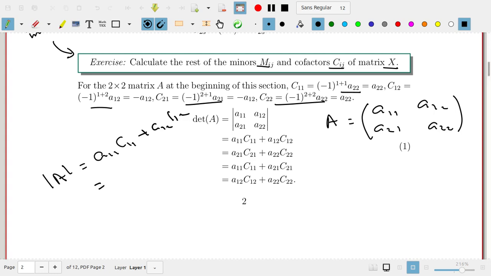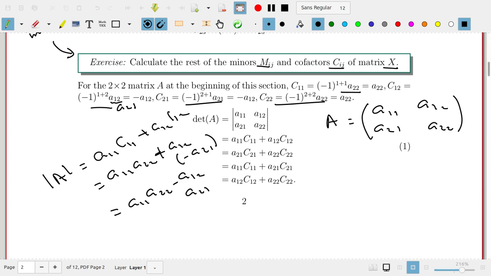Now C11, what was C11? C11 was A22, so this is A11 A22 plus A12. What is C12? C12 is minus A21. This should actually be A21. This is a typo. This is A21, right? So this should be minus A21. So you get A11 A22 minus A12 A21, and so on and so forth.